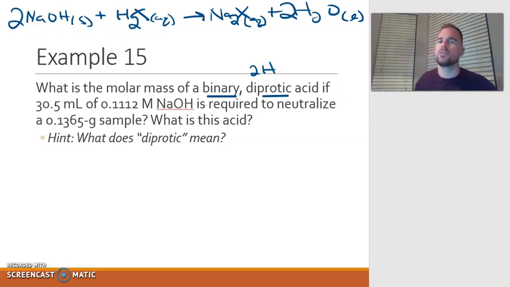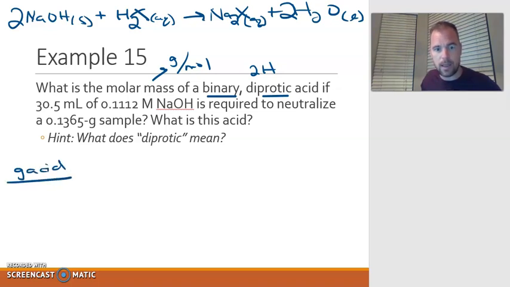Well, what are the units for molar mass? Molar mass is in units of grams per mole, right? And so ultimately, I'm thinking to myself, okay, if I'm trying to solve for the molar mass, I need to take the grams of the acid divided by the moles of the acid. If I can do that, then I can solve for the molar mass.